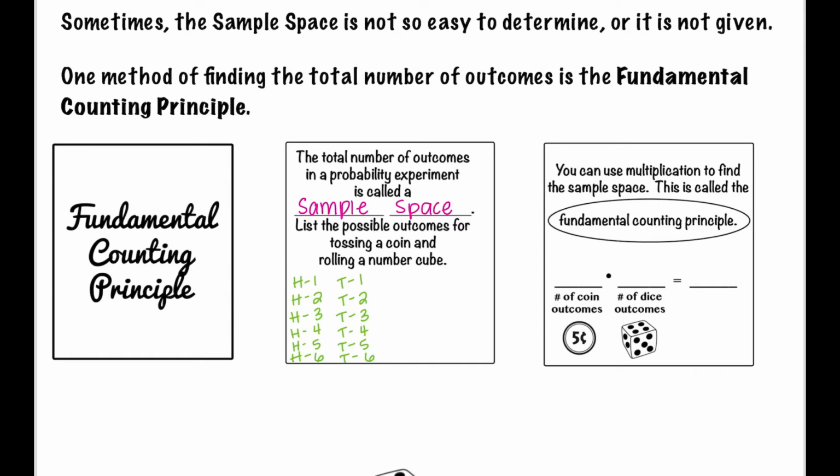Okay, so our total sample space is found by counting each of these outcomes. So heads and a 1 is an outcome, heads and a 2 is an outcome. So each individual pair here is an outcome. So we would count up how many possible pairs are there. Well, if we count those up, we'd have 12.